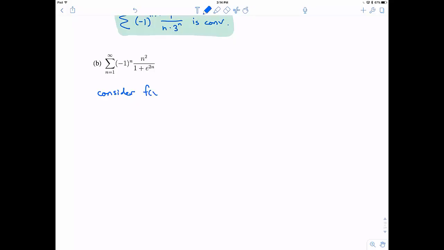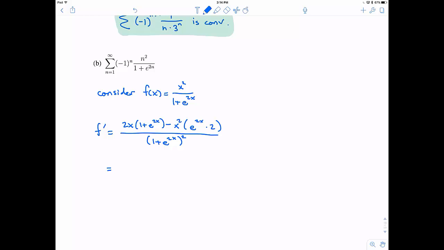So I'm going to need to take the derivative here. I'm going to have to try to figure out what's going on. So let's consider the function, and we'll take the derivative and try to figure out, is this thing increasing or decreasing? So according to the quotient rule, the derivative of the top times the bottom minus the top times the derivative of the bottom, all divided by the bottom squared.